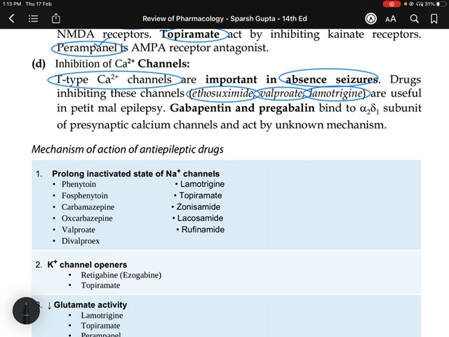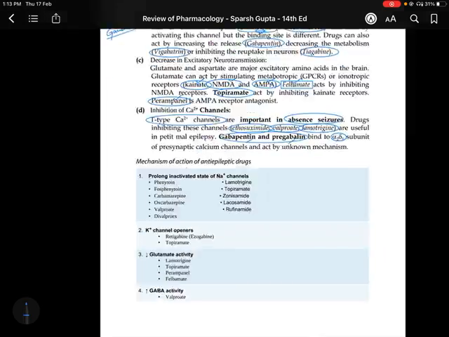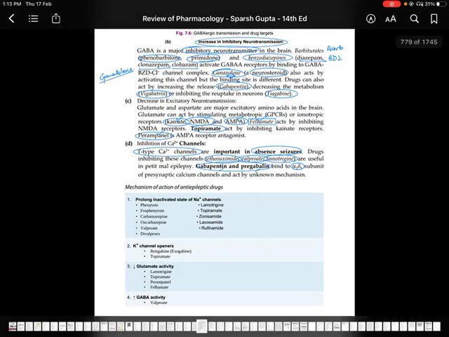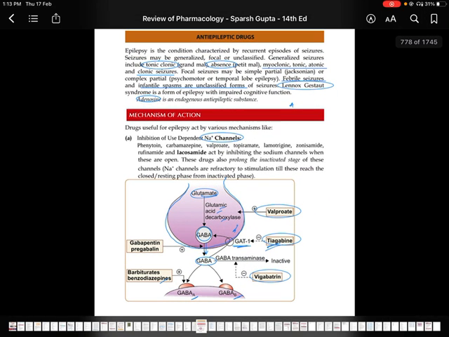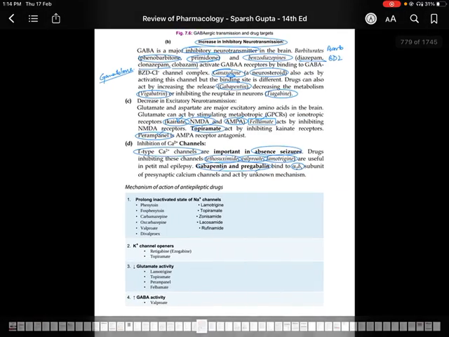Gabapentin and pregabalin bind to the alpha-2-delta subunit of presynaptic calcium channel, and they act by an unknown mechanism. Gabapentin and pregabalin, we saw that they increase the release, but how they increase the release is unknown.